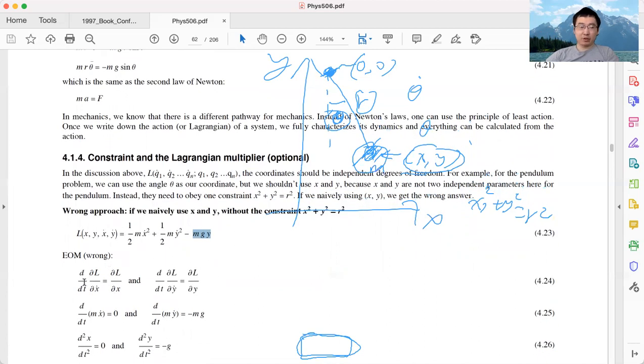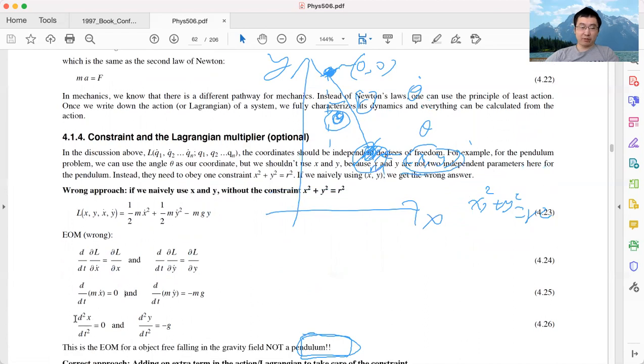If we naively treat the xy as our coordinates and do a variation for the action, we will find some wrong equation of motion. This equation of motion will be wrong. The reason is, as I just mentioned, x and y are not independent degrees of freedom. There is a constraint between x and y that they need to satisfy. So using constrained coordinates is usually not a good option. We cannot naively do the variation principle.